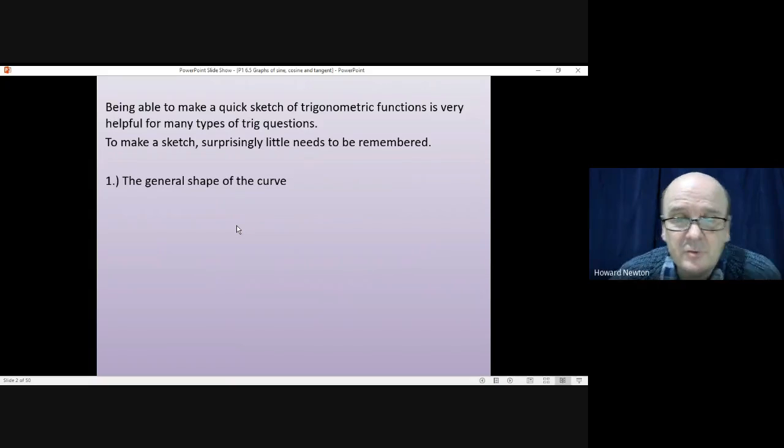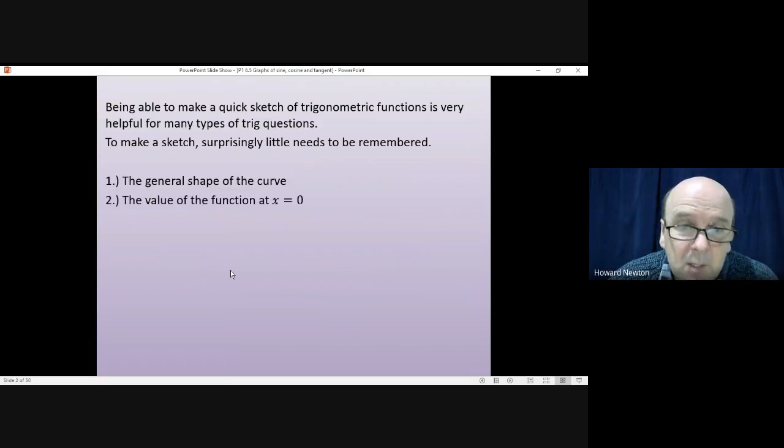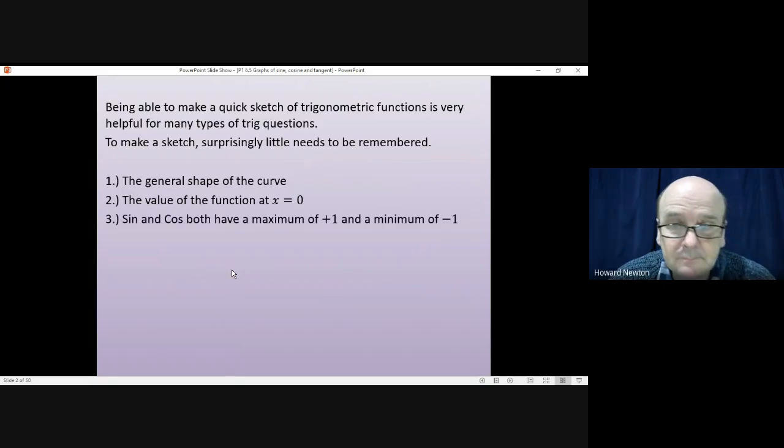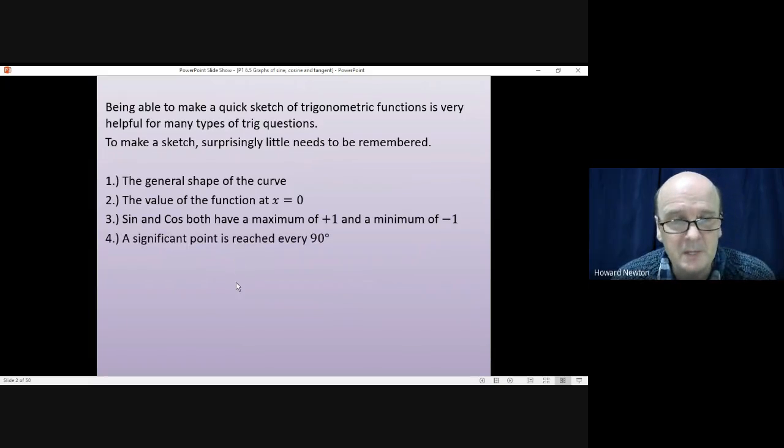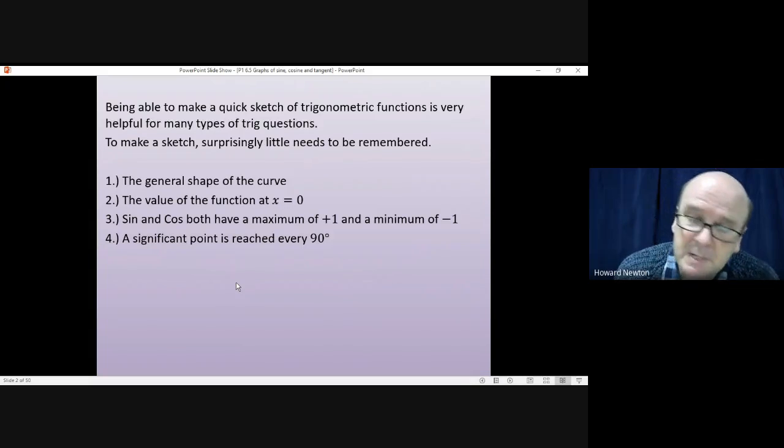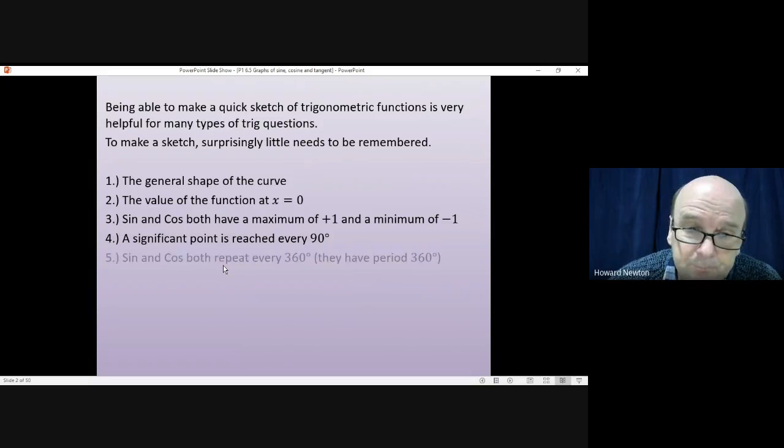You do need to know the general shape of the curve. Sine and cos both have the same general shape. You need to know the value of the function at x equals 0. You need to know that sine and cos both have a maximum of +1 and a minimum of -1 on the y-axis. You need to remember that a significant point is reached every 90 degrees. A significant point means a maximum point, a minimum point, or an intersection point with the x-axis.